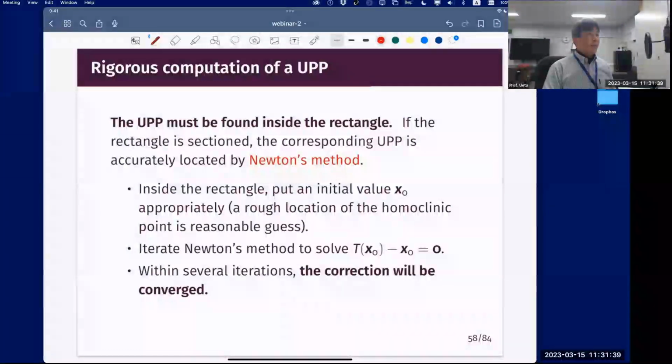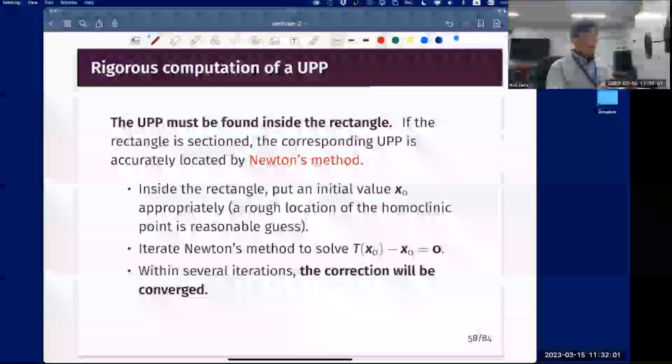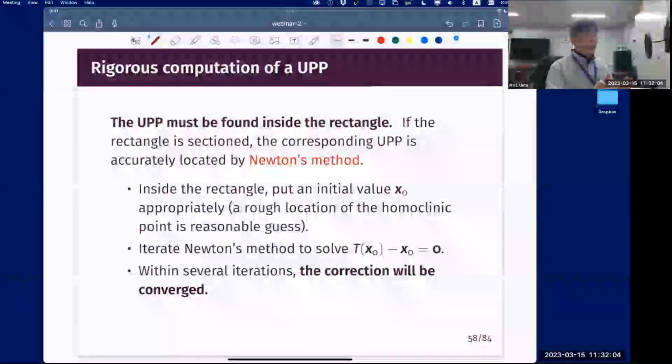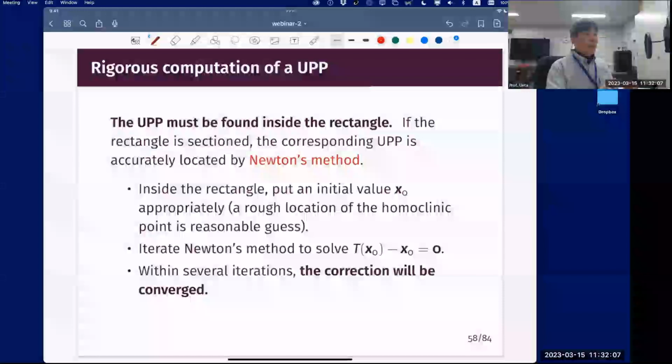For a certain given differential equation, we rigorously compute the UPP, unstable periodic point, by using Newton's method or something. From the horseshoe structure, you can find a candidate for the position of the UPP, but it's only a candidate. Inside the rectangle, you have an unstable periodic point, but not accurate.